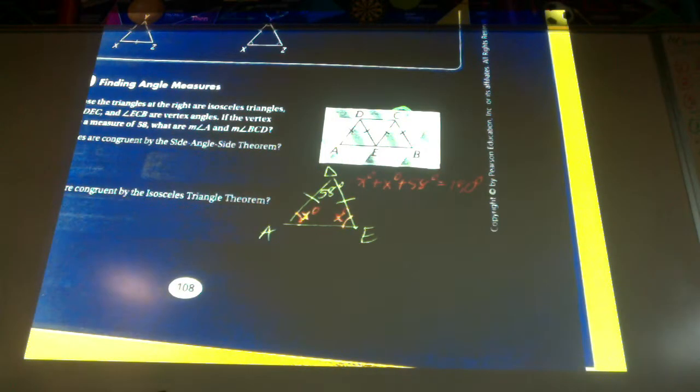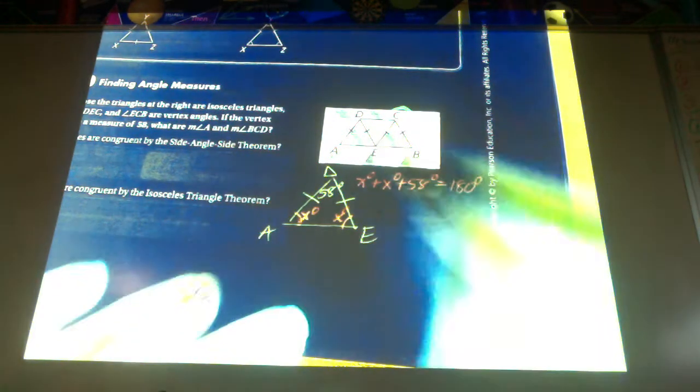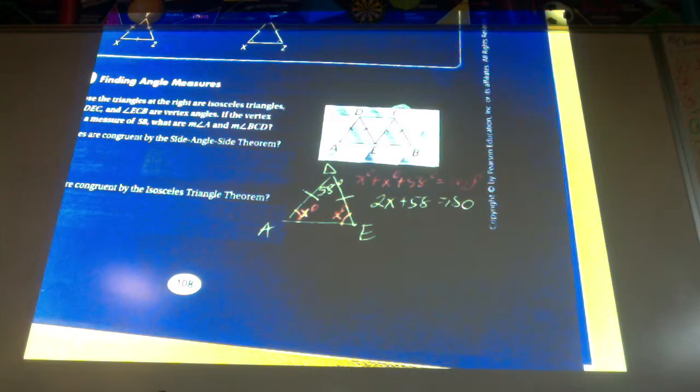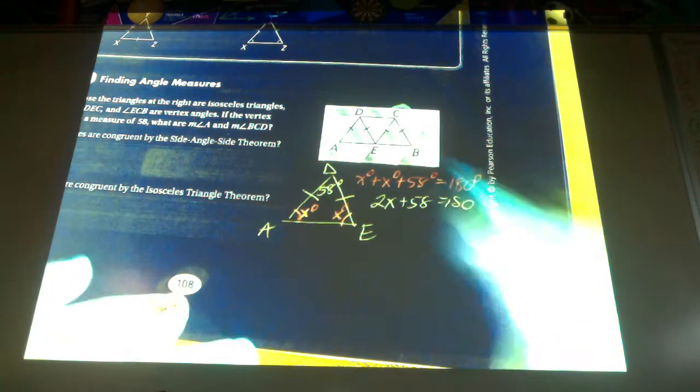So the equation that I can set up to solve is going to be x degrees plus x degrees plus 58 degrees equals what? Well, that's kind of hard to see. 180 degrees. So what's x plus x? 2x. So I'll switch to 2x plus 58 equals 180. So then we're going to subtract 58.